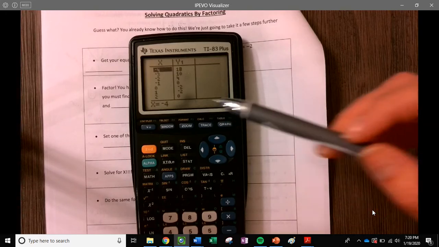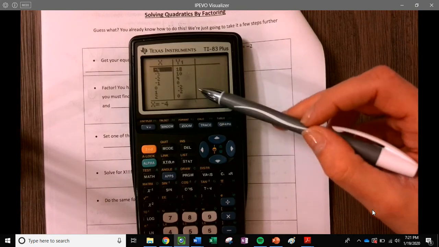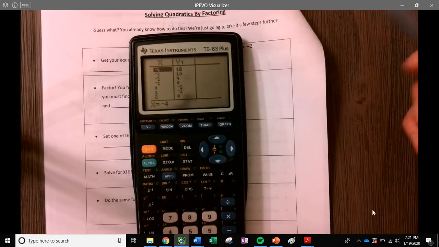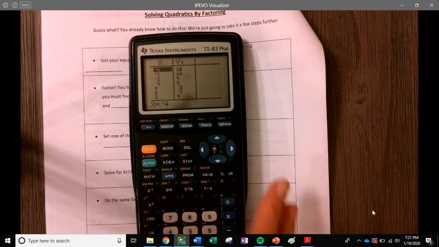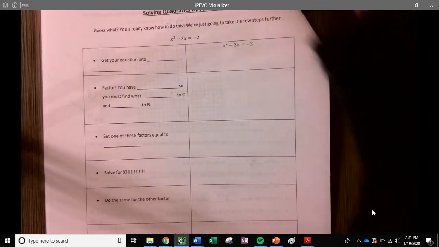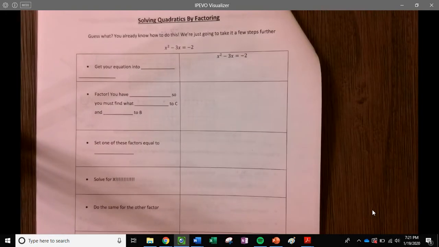If it is a whole number, great, it's going to work perfectly for you. But if you type your standard form equation into your calculator and you don't have any zeros in the y column, then you know something's wrong and you need to move on to a different method of solving. So the next one that we would try would be factoring. We just talked about factoring. This should be very fresh in your mind.